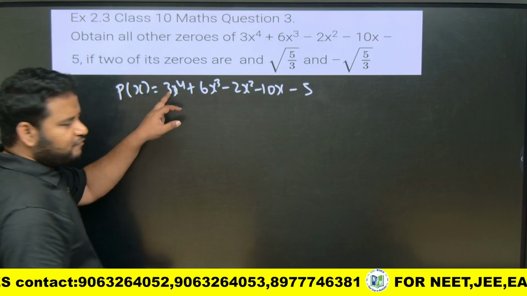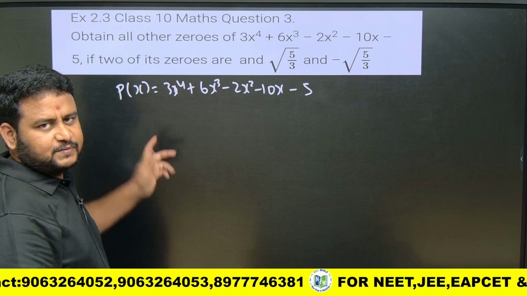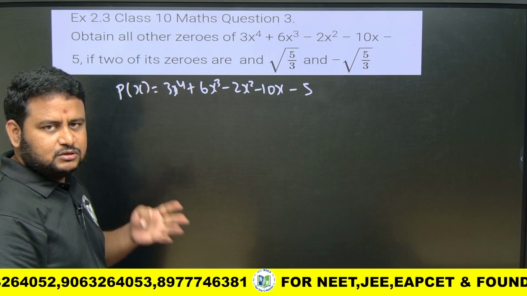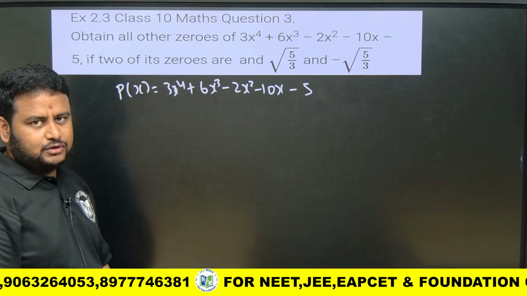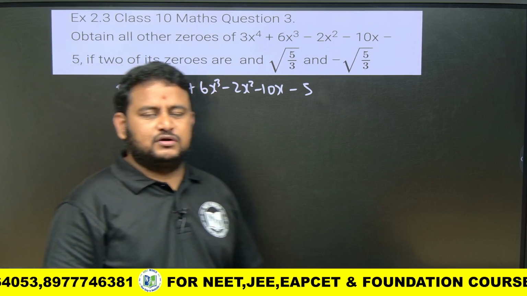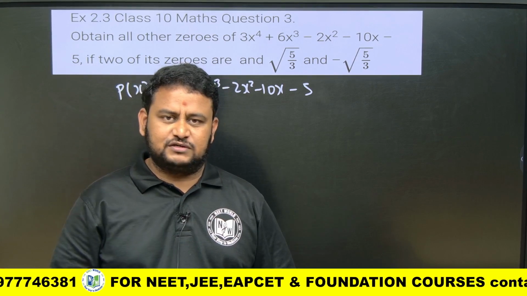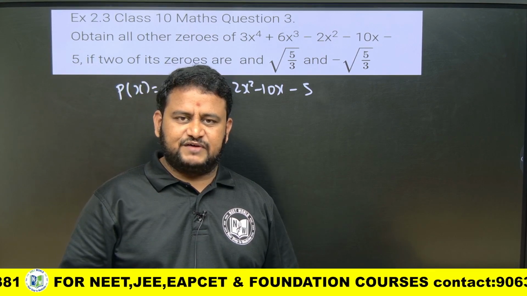Here x to the power of 4 means the degree is 4. If the degree is 4, how many zeros should we have? You should have at most 4 zeros. That is the basic I told you in the class. If the degree is 5, we will have at most 5 zeros.